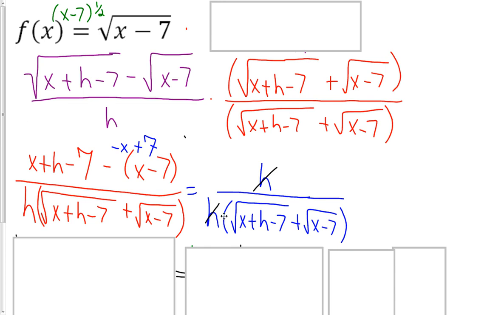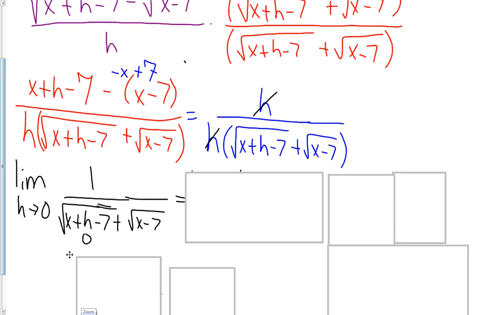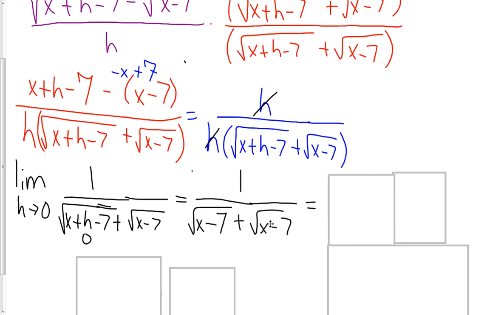And then the h will cancel in the denominator, giving us 1 over square root of x plus h minus 7 plus square root of x minus 7. So that means once the h cancels, we are plugging in 0 for the h we have left, which will give us 1 over square root of x minus 7 plus square root of x minus 7. We've got two of these though. 1, 2. So we'll write that as 1 over 2 square root of x minus 7.